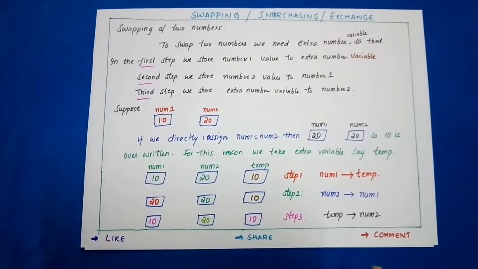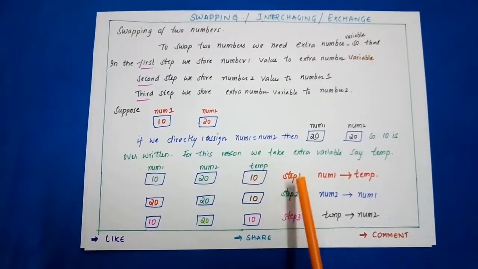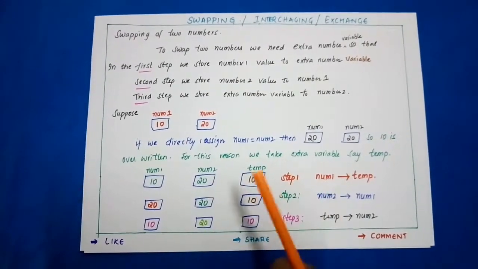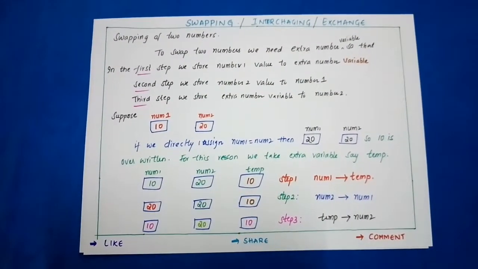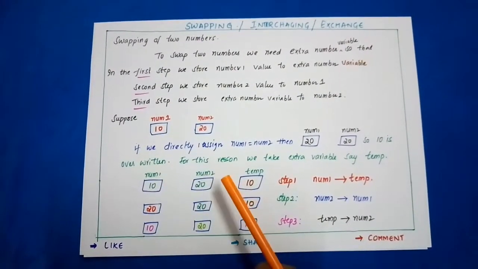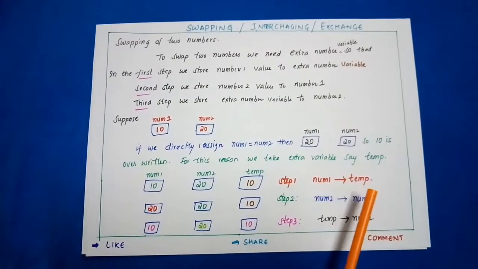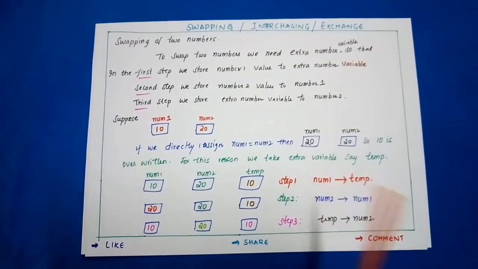For example, I took temp here. In step 1, we need to assign the num1 value to temp, so that temp will have the num1 value. Even if you are interchanging num1 and num2, the num1 value is stored in a temporary variable. So the first step is num1 is stored in temp.